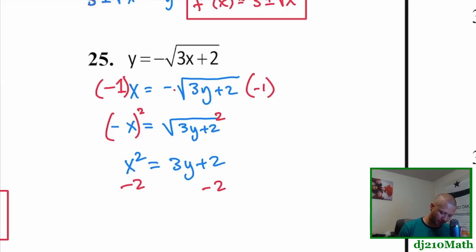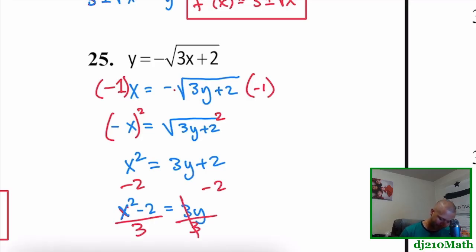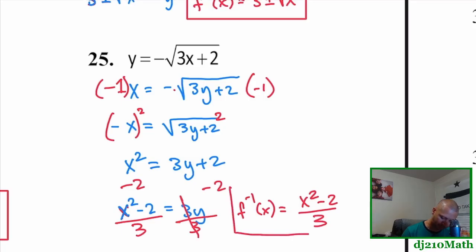Minus 2. x squared minus 2 is equal to 3y. Now, 3 times y, that's going to be division by 3. Cancels on the right. Y is all by itself. So let's go. F inverse of x is equal to (x squared minus 2) all over 3.